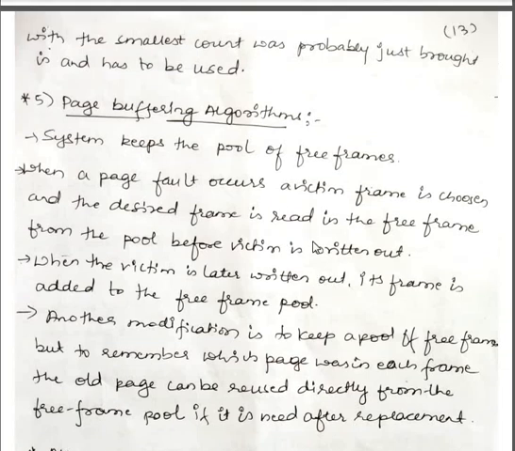Among all these, optimal page replacement is actually the best one, with the fewest faults. But what is the main disadvantage there? We will not know the future reference string. That is why LRU replacement, the least recently used algorithm, is considered the best among all the algorithms.